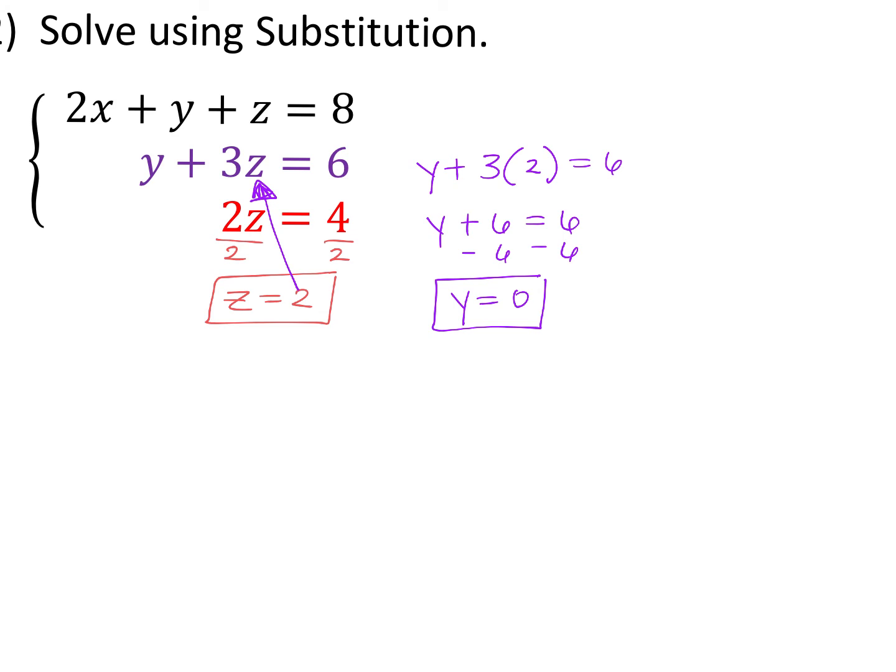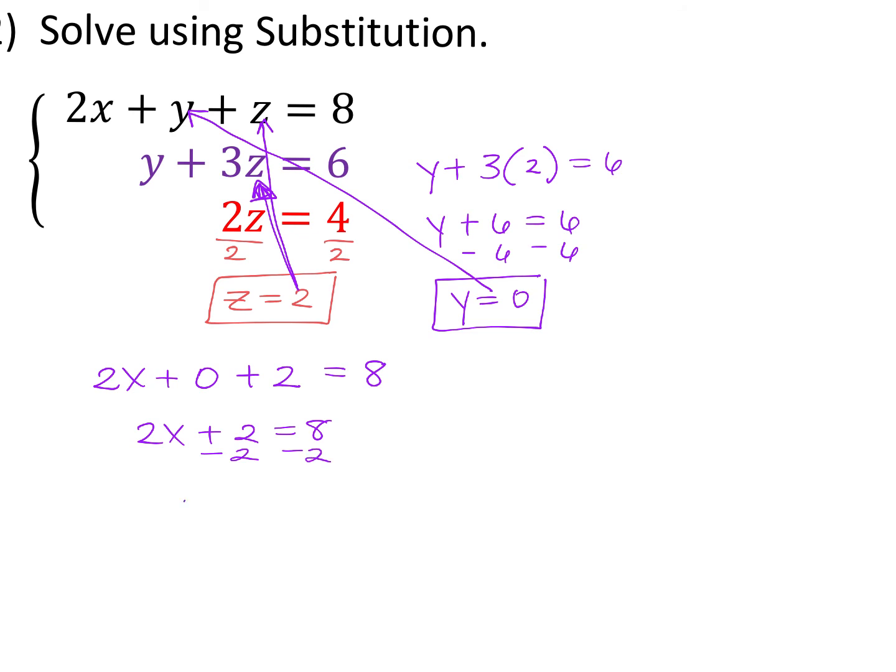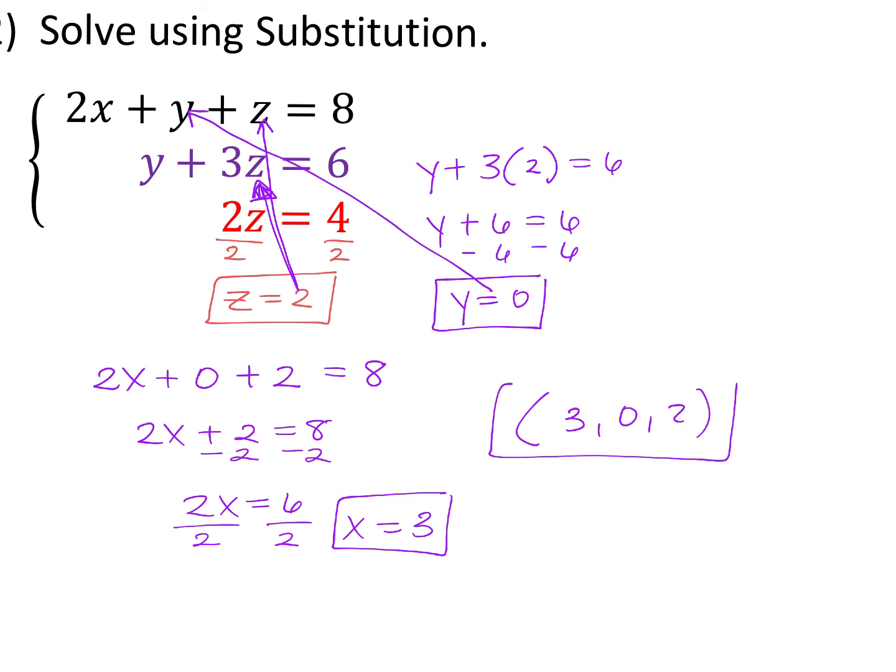Do you love this one so much better already? Now plug the y in here and the z in here. So 2x plus 0 plus 2 equals 8. Simplify and solve. 2x plus 2 equals 8. Take away the 2. So 2x equals 6. Divide by 2. So x is 3. So your answer is 3, 0, 2. So much better, right? Look how quick that is. That's a quick one.